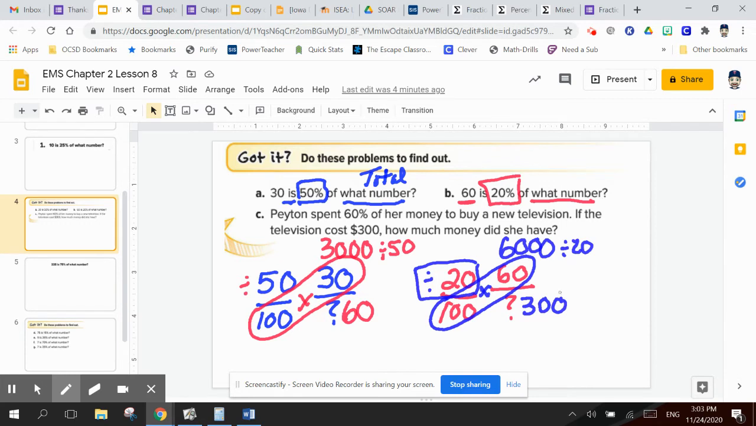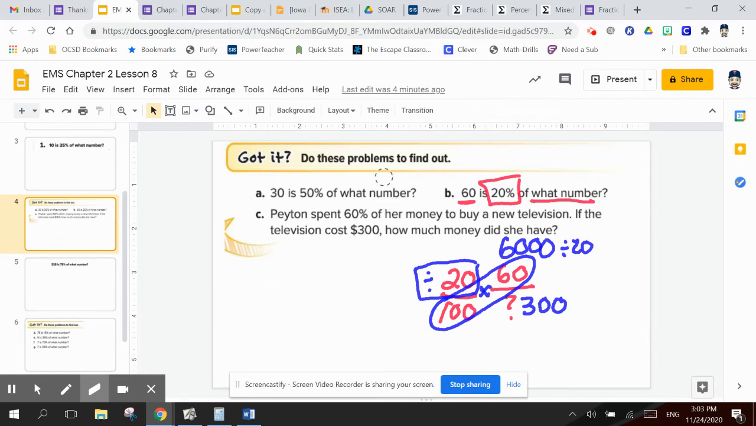I would like you to pause the video and try letter C on your own. C says, Peyton spent 60% of her money to buy a new television. If the television cost $300, how much did she have? So we're looking at finding the total. So she spent 300. We don't know how much money she has total, but we do know it's 60%. So 60% is 60 over 100.